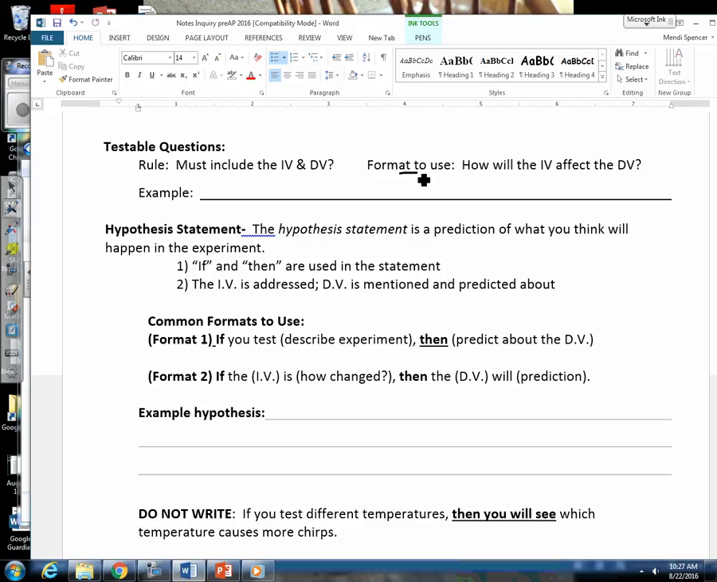So for this example, we're going to state our question is, how will temperature of the environment, I'm just going to put temperature now to save time, how will temperature, so there was my independent variable right here, affect chirping rate or number of chirps in crickets? This is the data that I'm going to collect. There's my dependent variable.